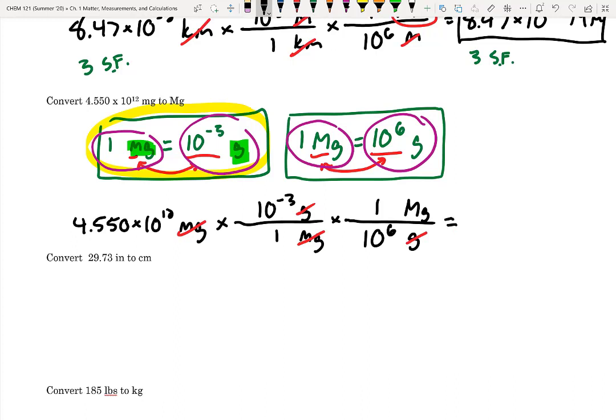And we can even try to do this in our head, right? So in this case, 12 plus negative 3 gets you to 10 to the 9th, right? And then from 10 to the 9th, we would want to subtract 6, so that would leave us with 10 to the 3rd. So some people can do it in their head, but if not, just get used to using your calculator. So it'd be 4.550 times 10 to the 3rd megagrams.